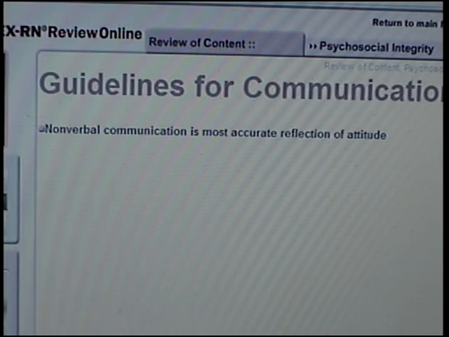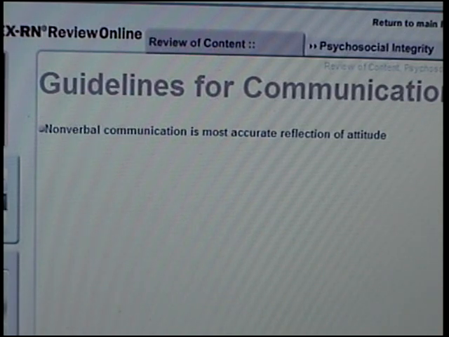Nonverbal communication is everything that does not involve the spoken word. So it's everything that's not spoken or written. Nonverbal communication is unconsciously motivated, and it is the most accurate reflection of the intended meaning.